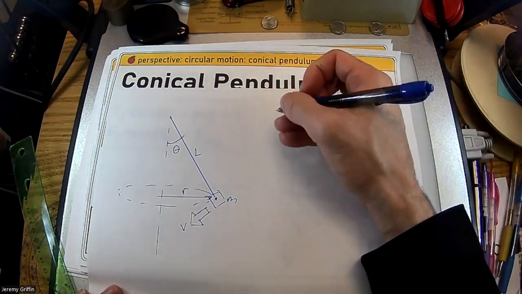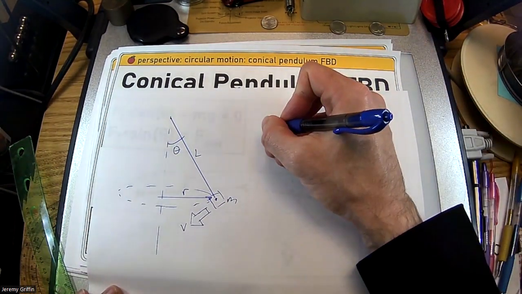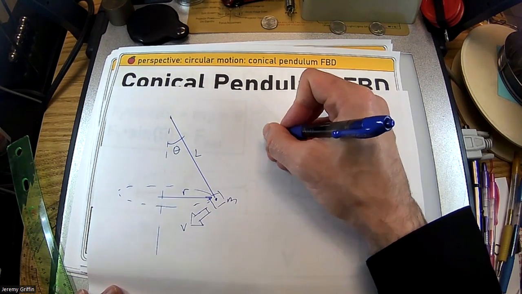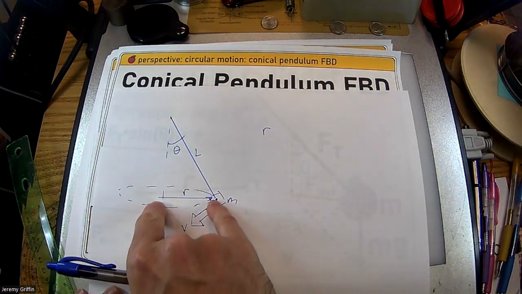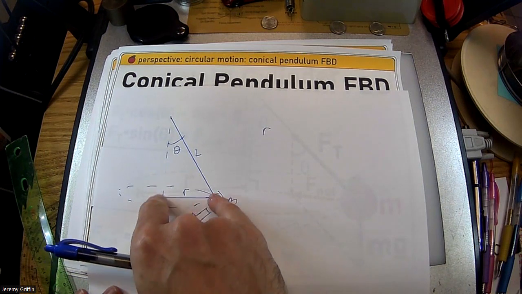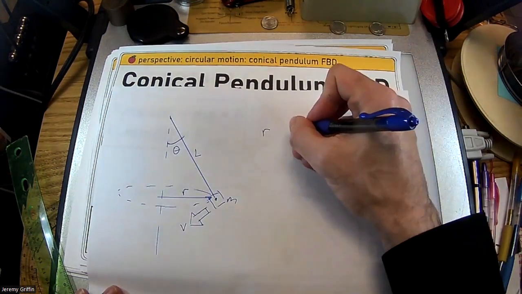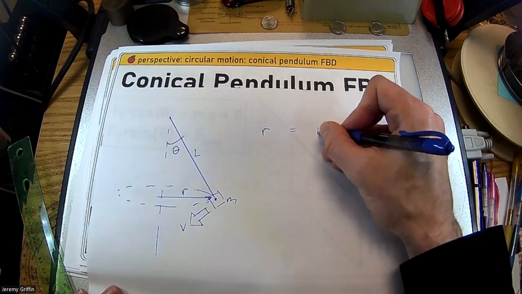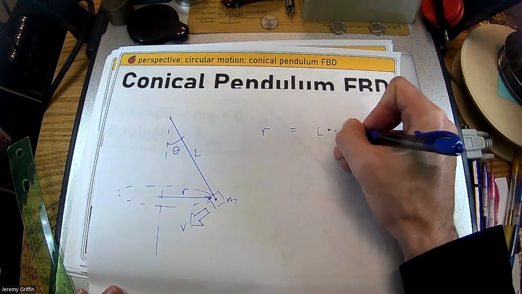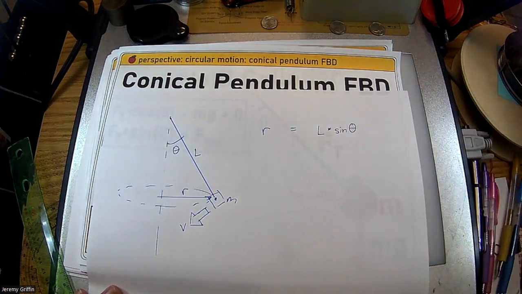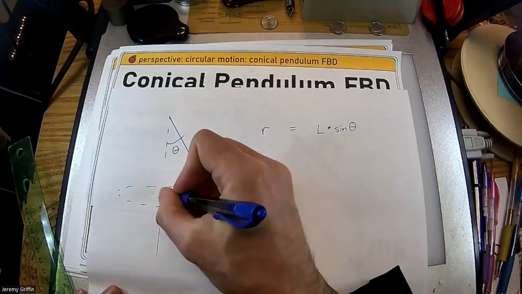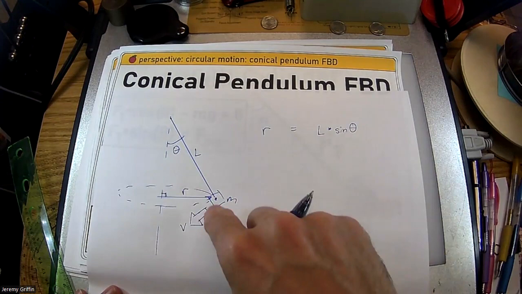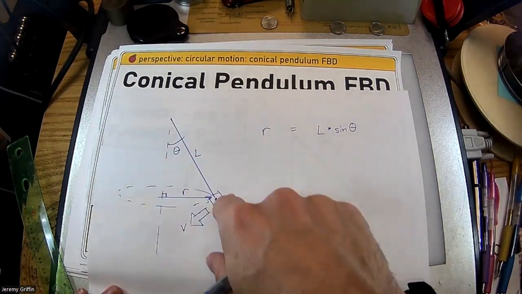How about this? Let's hunt for some relationships. What is this radial size in terms of this L and this theta? What can you guys say? R equals what? Yeah, L sine theta. There you go. You guys see a nice right triangle here. What about in terms of forces? Do you guys think there's some tension in the string?